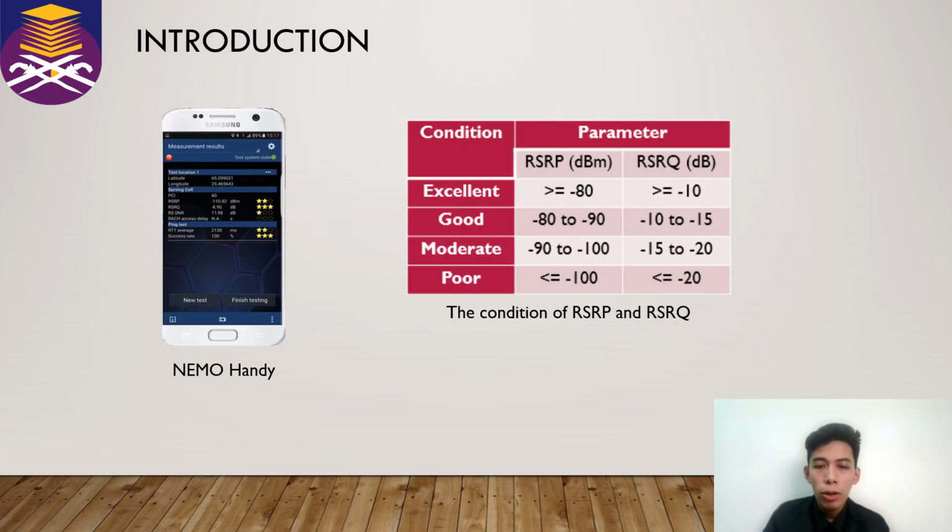Next, Nemo Handy has been used during the experiment. Nemo Handy is used to detect the LTE signal strength, and record the values of RSRP and RSRQ for the classification of LTE signal strength.